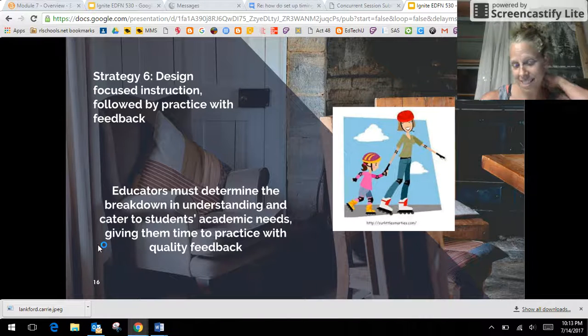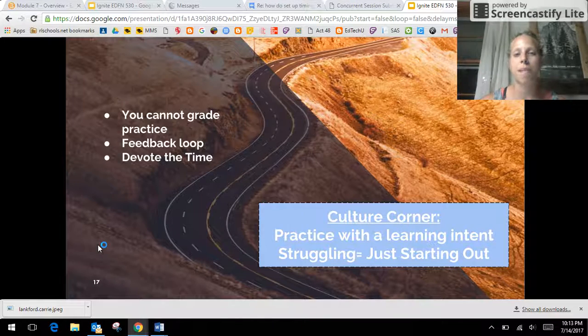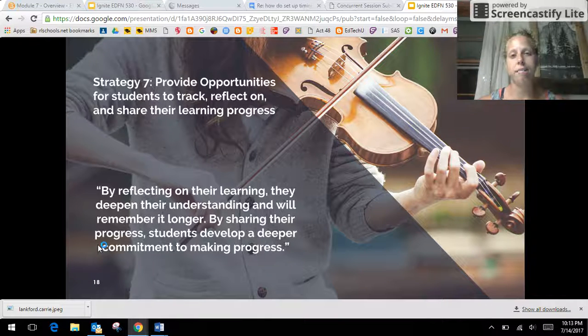Strategy 6, design focused instruction followed by practice with feedback. Educators must determine the breakdown in understanding and cater to students' academic needs. Plus, you need to give them the time to practice with your feedback. You can't grade practice. You're in a feedback loop, so it continues to feed what you're doing, and you have to devote the time. In your classroom culture, you want to practice with a learning intent. The kids understand that's what they're doing. And struggling just means you're starting out.